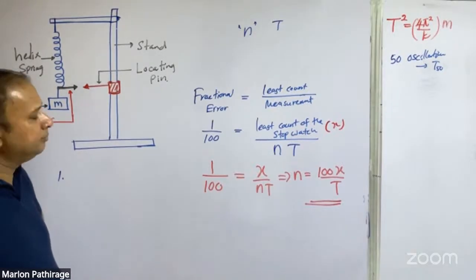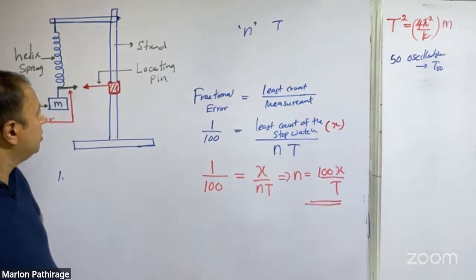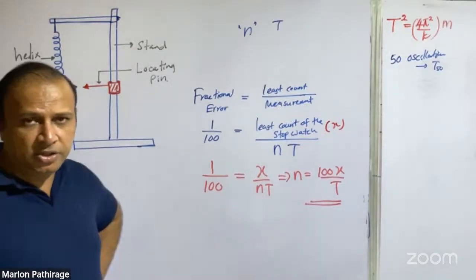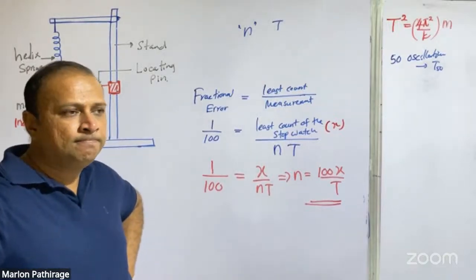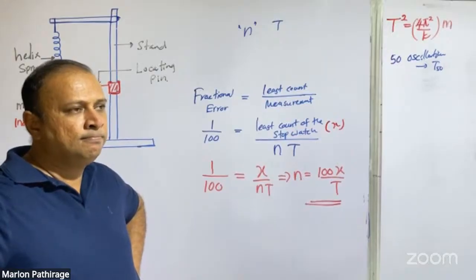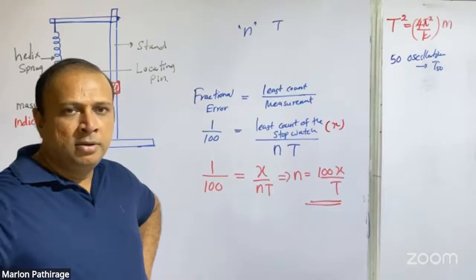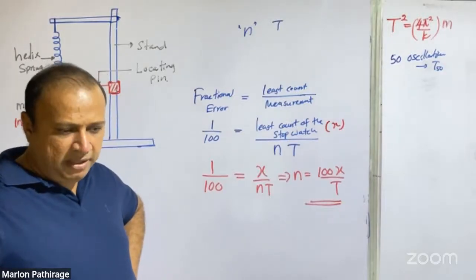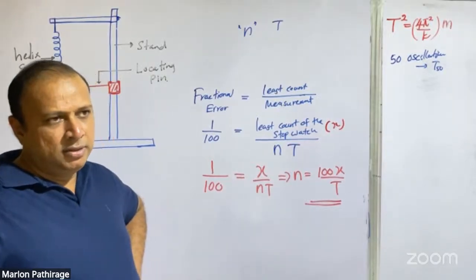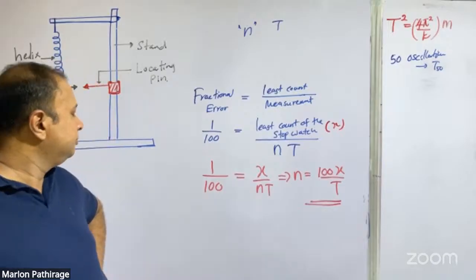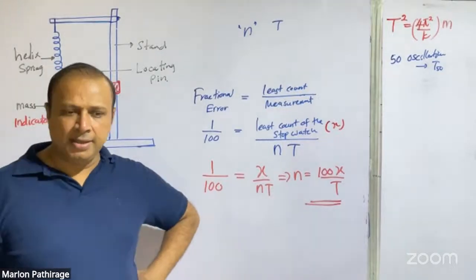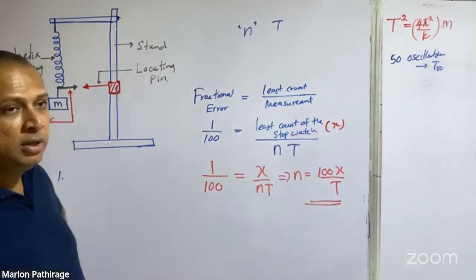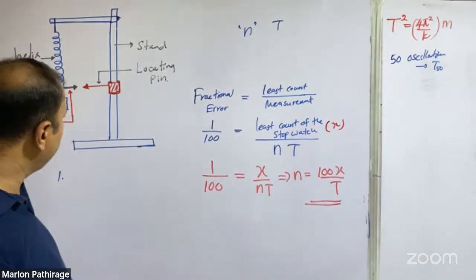When the spring is in rest condition, place the locating pin in line with the indicator.